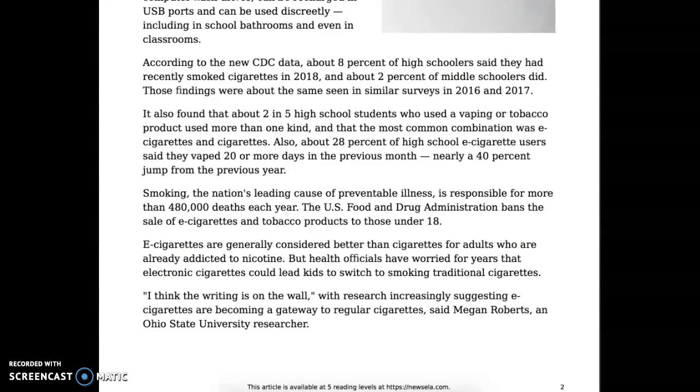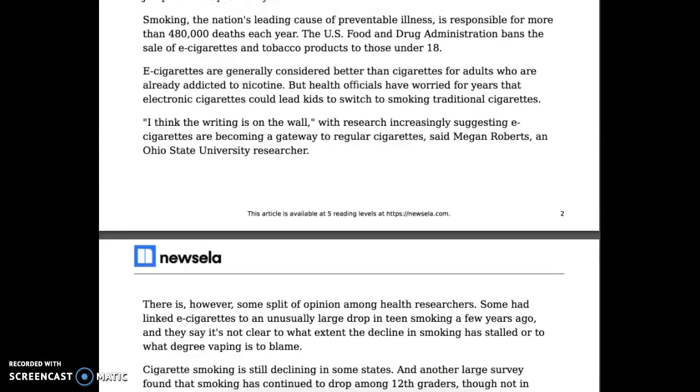Also, about 28% of high school e-cigarette users said they vape 20 or more days in the previous month, nearly a 40% jump from the previous year. Smoking, the nation's leading cause of preventable illness, is responsible for more than 480,000 deaths each year. The U.S. Food and Drug Administration bans the sale of e-cigarettes and tobacco products to those under 18.